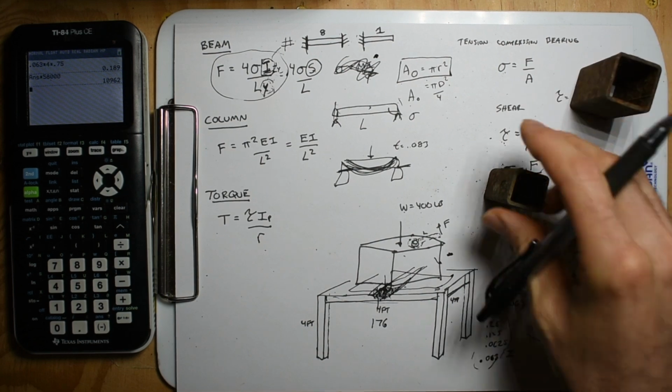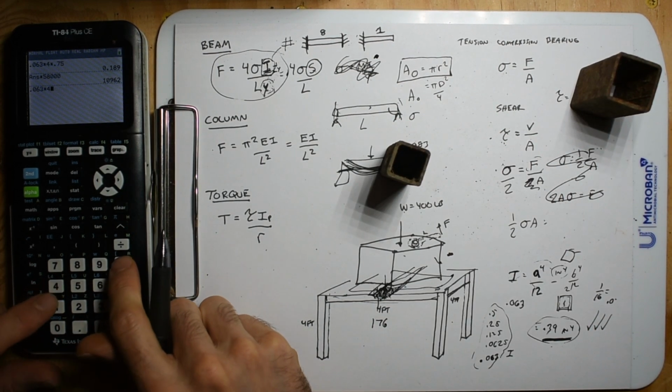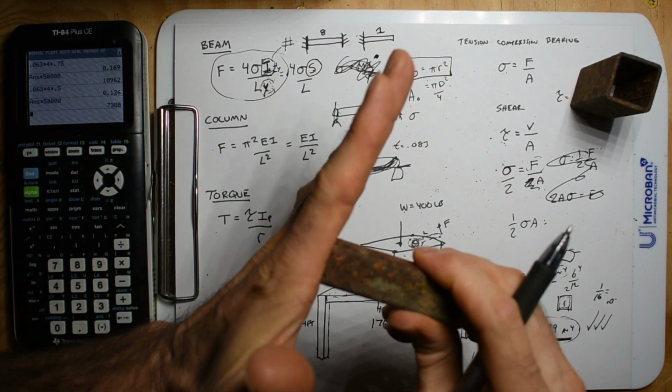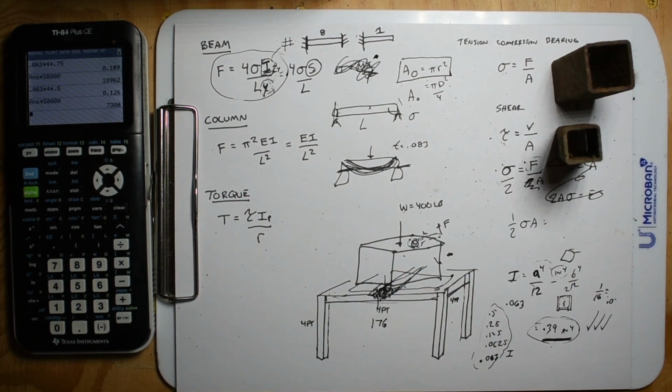That's crazy. And then obviously this one's going to be pretty good too. 0.063 times 4 times 0.5, and times 58,000 for the strength of steel, 7,000 pounds. All right, hell yeah. That's pretty much all you would need.